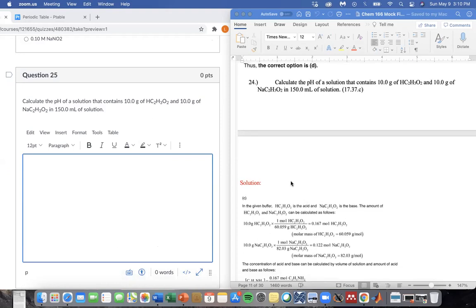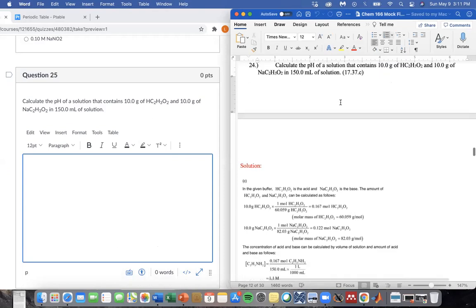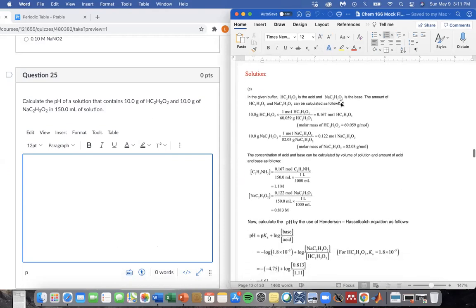So now the next one that we have is a buffer solution. We have a solution that contains 10 grams of HC2H3O2 and 10 grams of NaC2H3O2, and you have 150 milliliters of solution here. The first thing you have to do is get everything into molarities before you can plug it into your Henderson-Hasselbalch, because it is a weak acid and its conjugate base, so it'll be a buffer.